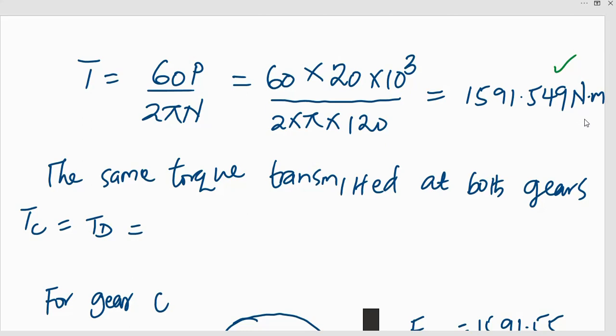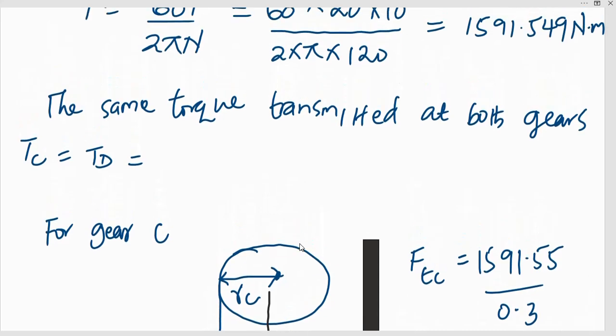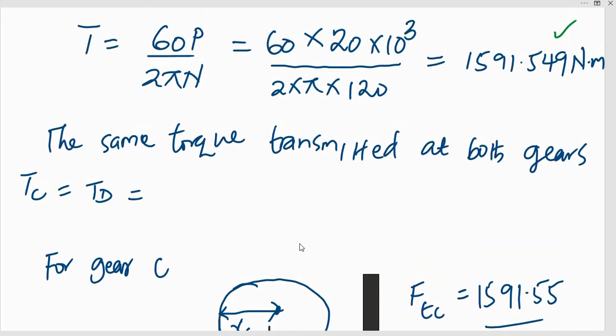This gives me 1591.59 Newton meter. That is the torque, and this is the same torque that is transmitted by both gears, because it is given to the shaft at C and then taken out at D, so it is the same torque that is going to be transmitted. Meaning that TC, the torque transmitted by gear C, is the same as the torque transmitted by gear D, and is equal to 1591.55 Newton meter.